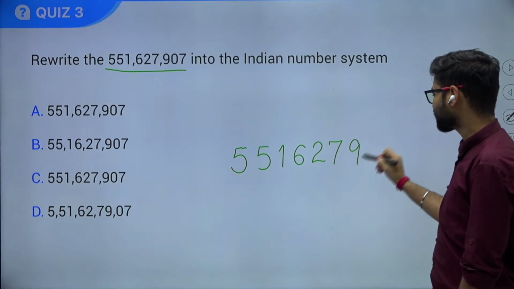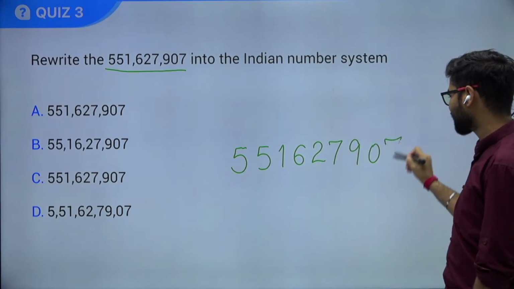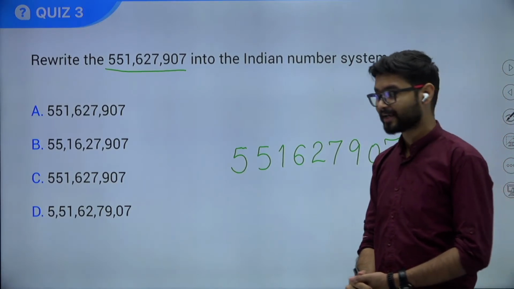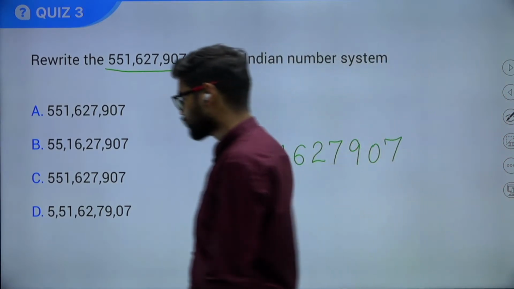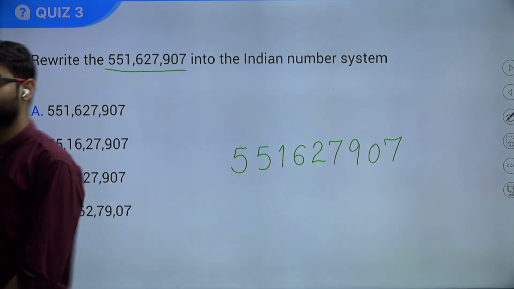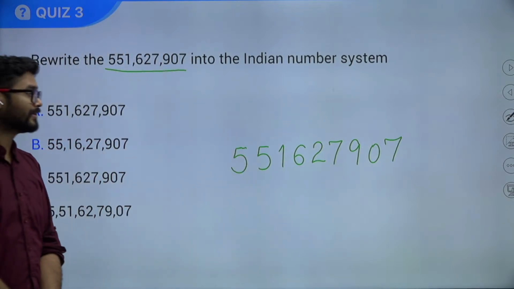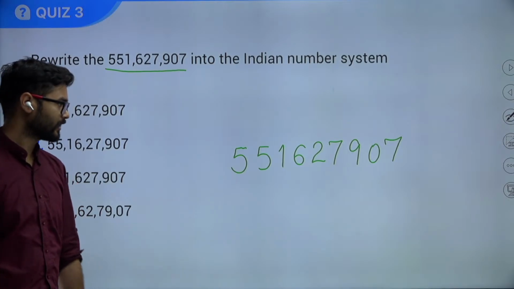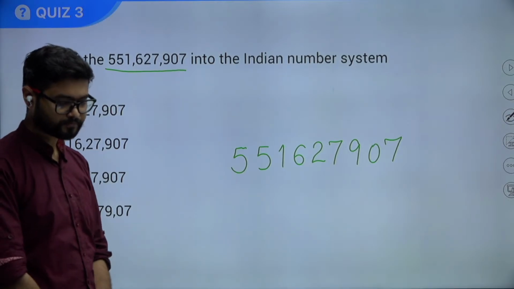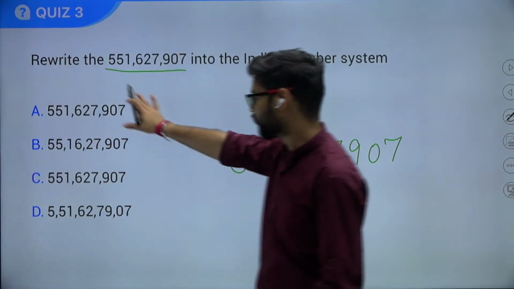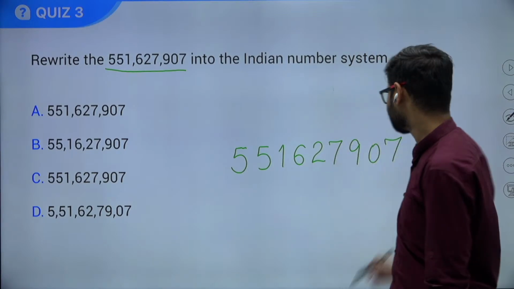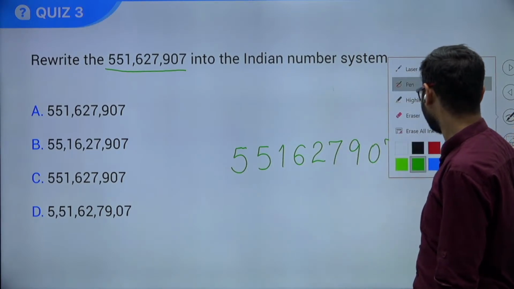So shall we rewrite it again? Can you do that, beta? That child is seriously not able to decide how we can do that. Can you help that child rewrite the number in the Indian system? And here you have the four options. Do let me know which one is the right answer.